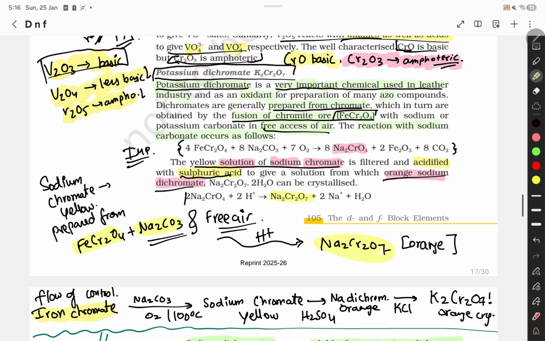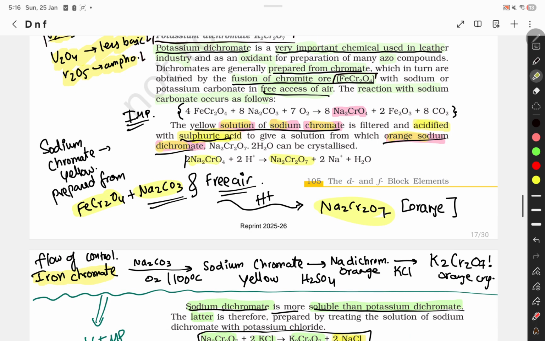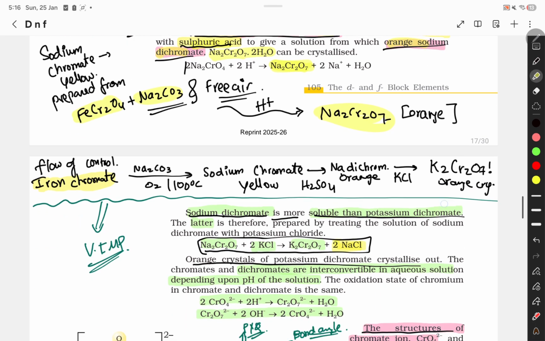So FeCr2O4 plus Na2CO3 gives Na2CrO4 and Fe2O3. Yellow solution of sodium chromate is filtered and acidified with sulfuric acid, which forms orange sodium dichromate. All right, so we add H+ solution. It gives Na2Cr2O7 in acidic medium, and Na2Cr2O7.2H2O can be crystallized.